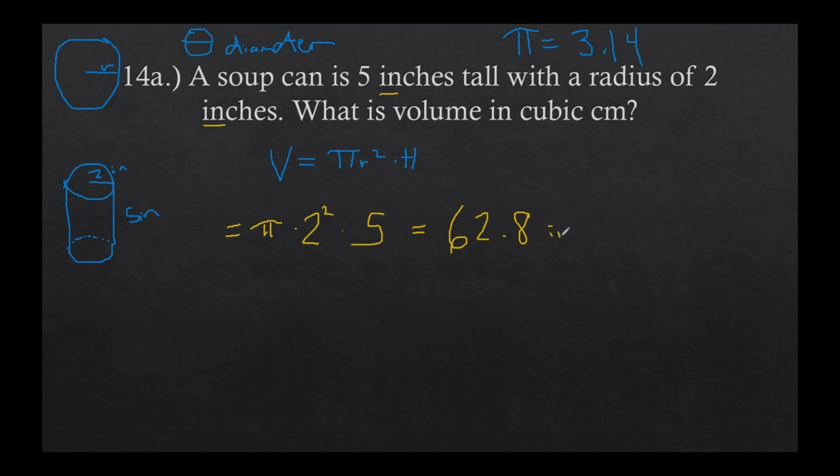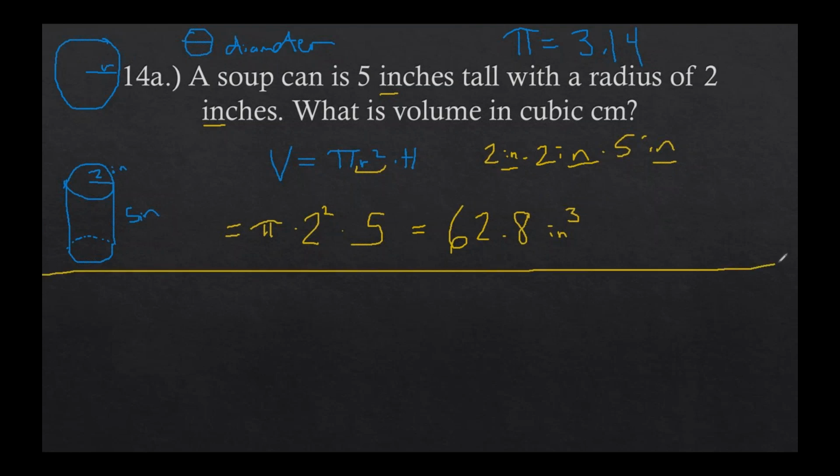Cubed. Very good. Inches cubed. And if you wonder why, well, look at this. The radius is squared, so the radius is 2. So that's 2 inches times 2 inches, and then the height is 5 inches. So it's cubed because the inches are there 3 times. Okay, so I found my volume to be 62.8 cubic inches.